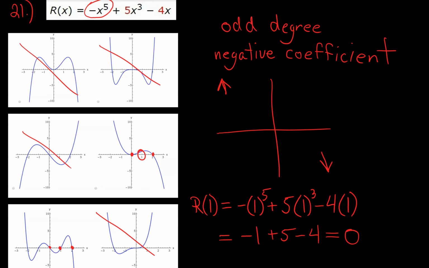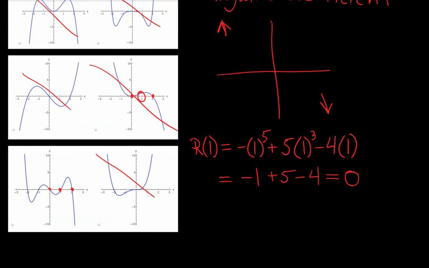Since this one does not have an x-intercept at 1, it's not this graph. Okay, so it's got to be this one.